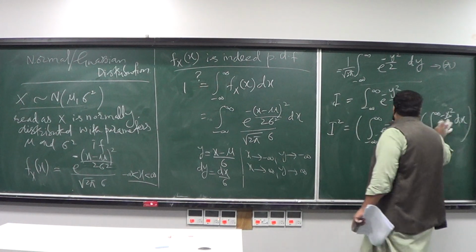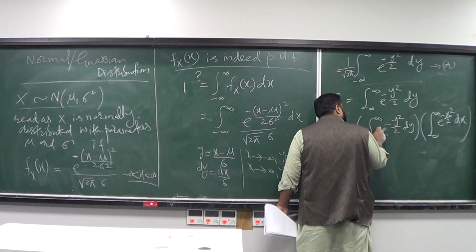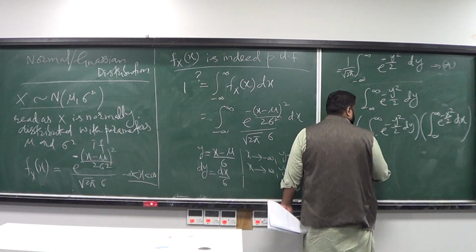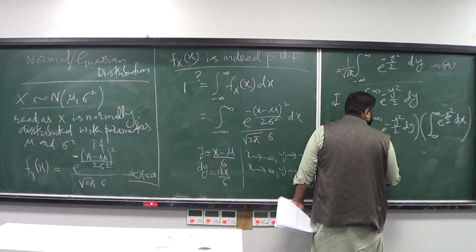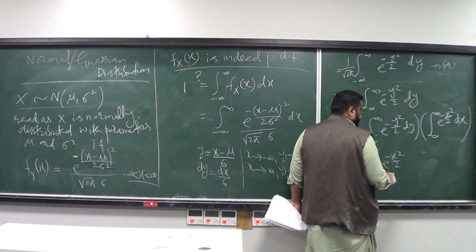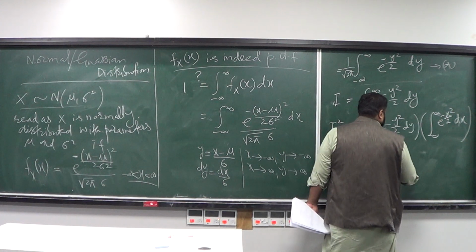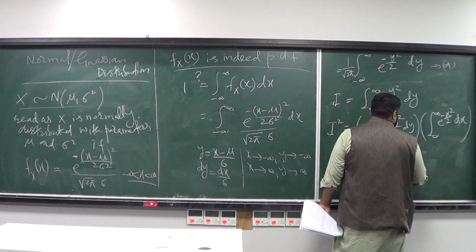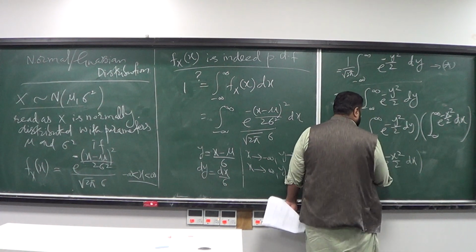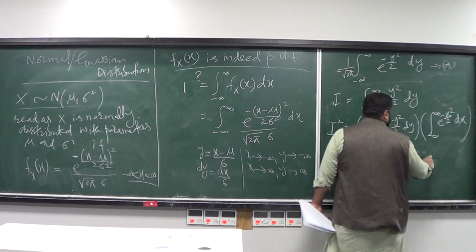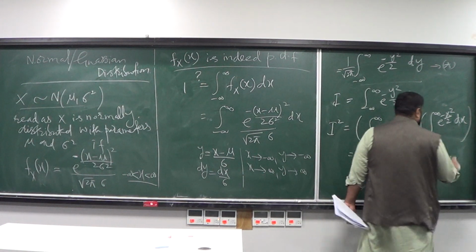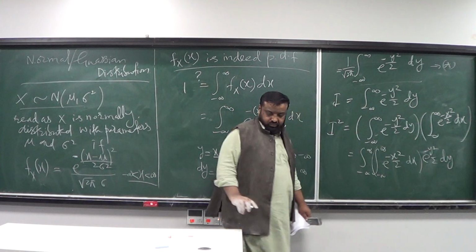So I can take this whole thing and put it here. So if I put it here, I'm gonna get minus infinity to infinity, I'm gonna get e to the minus x square by 2, ठीक है, dx, minus infinity to infinity e to the minus y square by 2 and dy. So I just substituted it here.